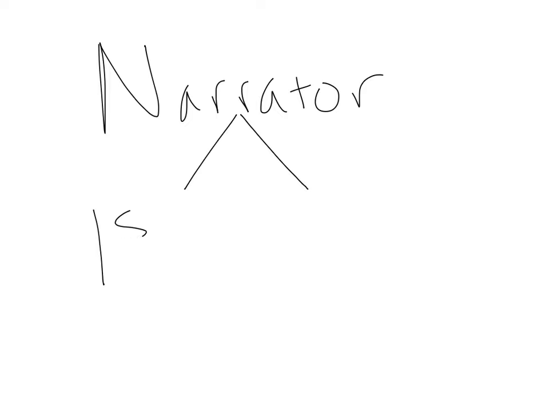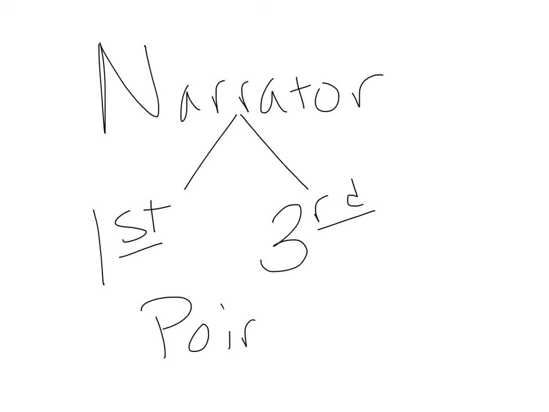So, we have a narrator. Every author has to decide what type of narrator they want to have. Most stories have one of two types of narrator, either first person or third person. This is what we call point of view. Point of view means who is seeing the story. Whose eyes are you seeing the story through?